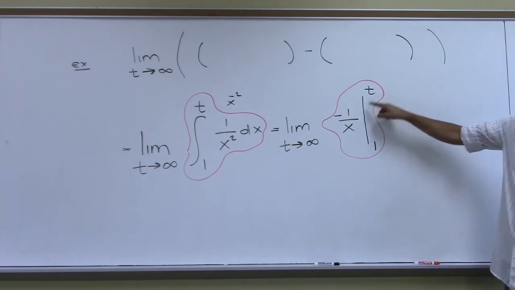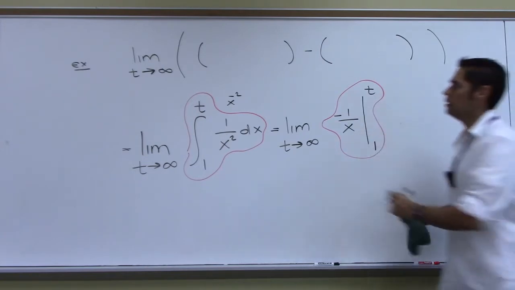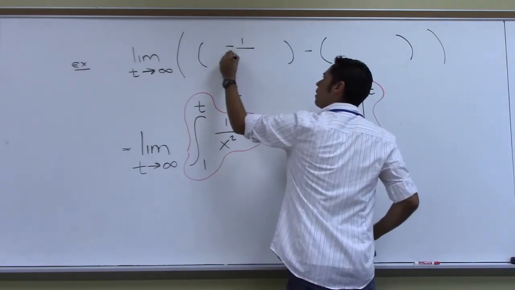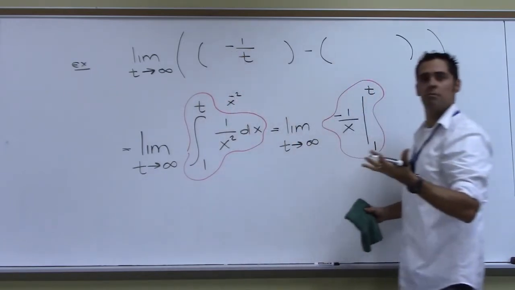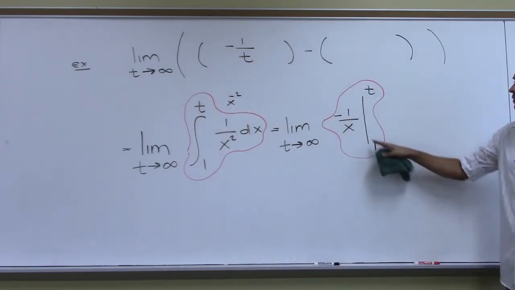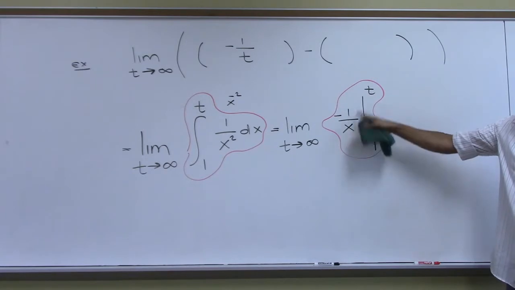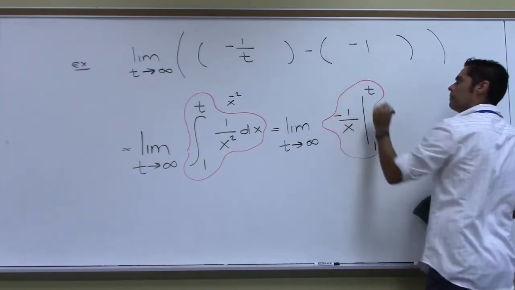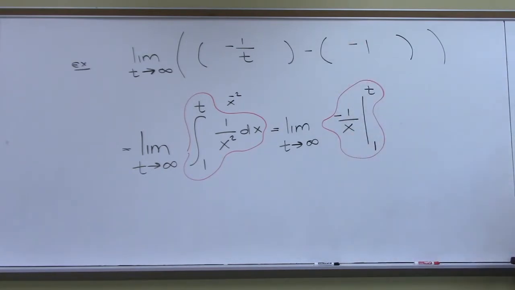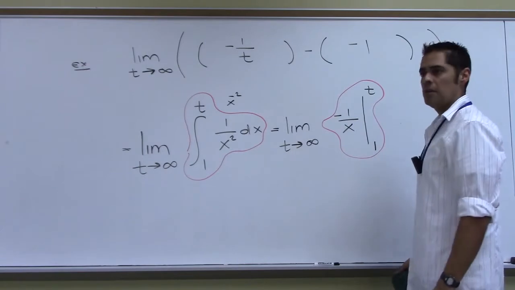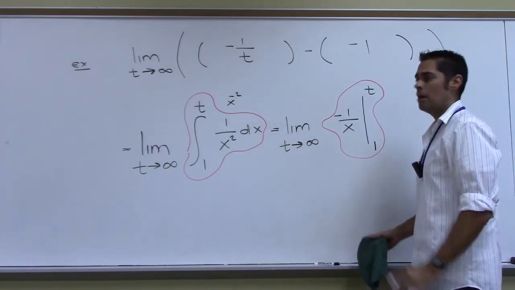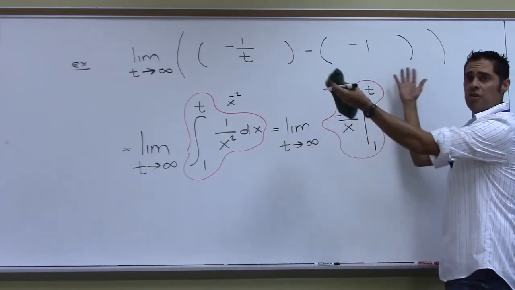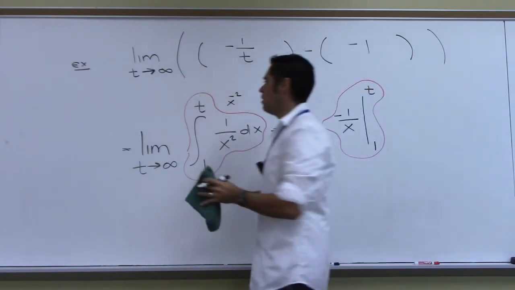What happens if I plug t in for x? -1 over t. That's it. What happens if I plug 1 in for x here? -1. And now, let t go to infinity. Right? We've done the plugging in. We have an expression. There's t. Let t go to infinity.